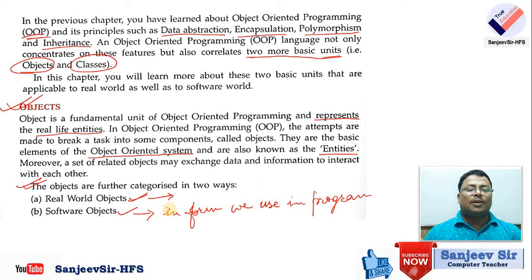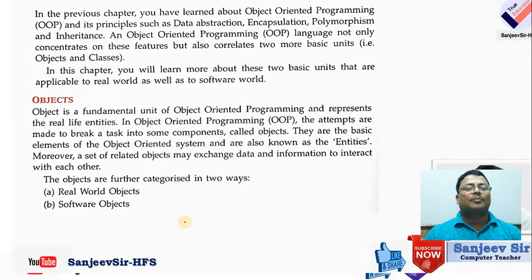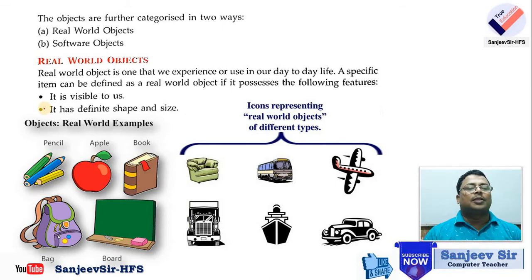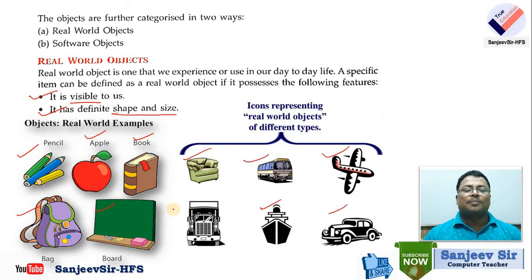And a real world object, how we will get that in a software object, we understand how we will write programs on the basis of these types of objects. You see here that real objects are visible to us and are defined by shape and size. So these are real world objects that you see here: pencil, apple, book, bag, board, a sofa, bus, plane, car, ship, truck. All these are real world objects.